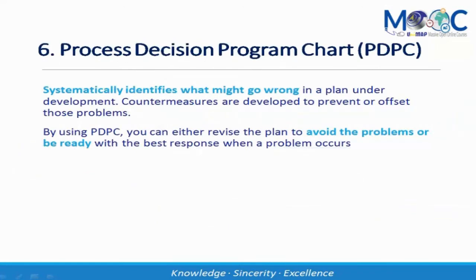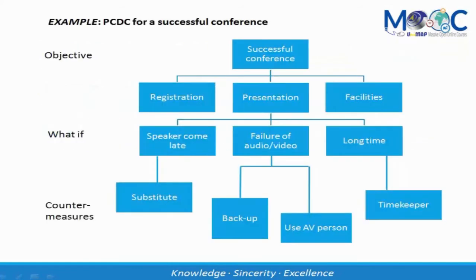The sixth management tool is PDPC, Process Decision Program Chart. A PDPC helps to identify the risks in a plan under development and the countermeasures. For example, a PDPC for a successful conference. The objective is to plan for a successful conference. Then it is followed by a second level, that is the activities to be carried out.